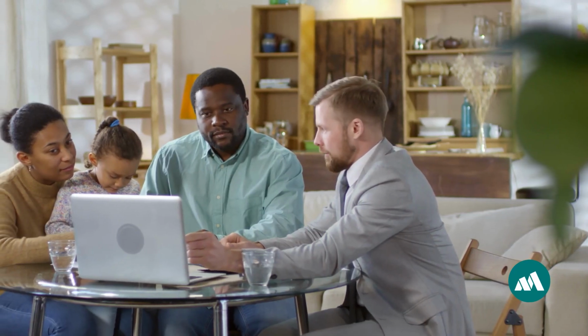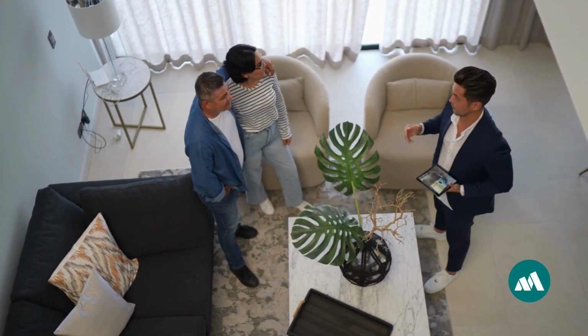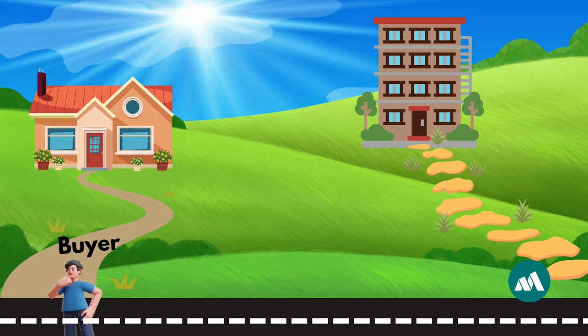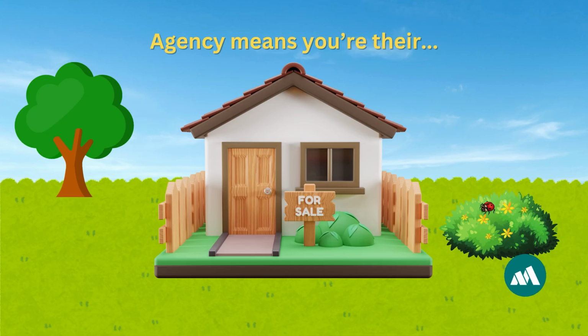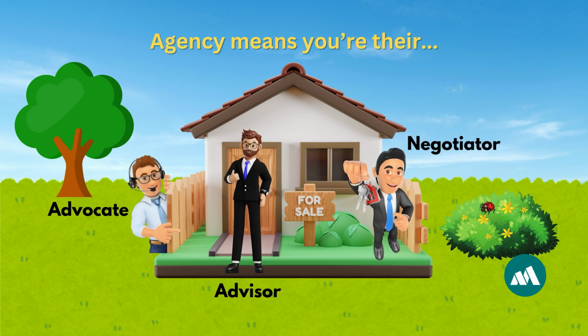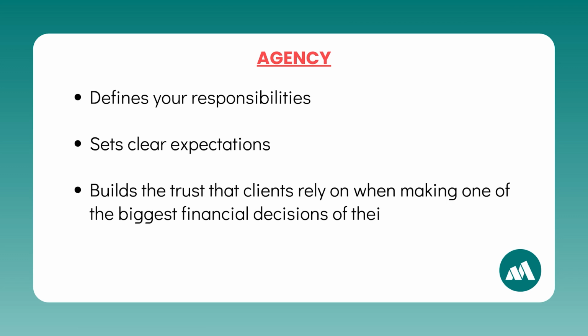When you become an agent, your job isn't just to assist. It's to represent your client's best interests in a real estate transaction. Whether you're working with a buyer, seller, landlord, or tenant, agency means you're their advocate, advisor, and negotiator, all rolled into one. Agency isn't just a technical term, it's the foundation of the real estate profession. It defines your responsibilities, sets clear expectations, and builds the trust that clients rely on when making one of the biggest financial decisions of their lives. Understanding agency isn't just important, it's required for your success in the field.